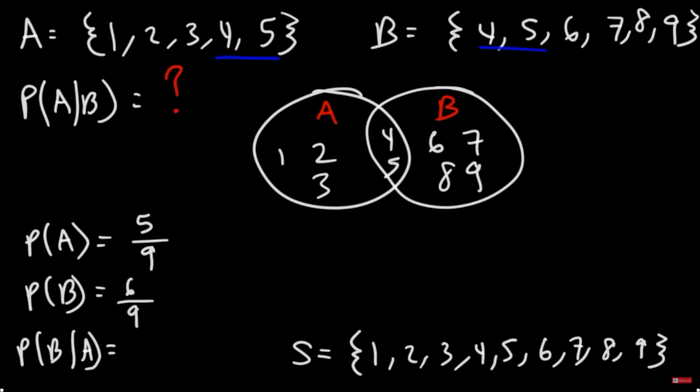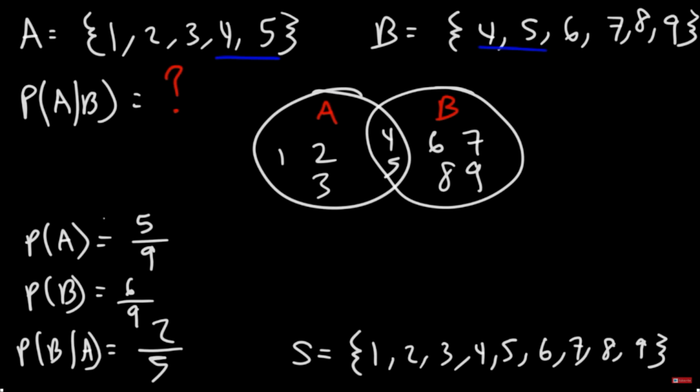Now what about the next one? What is the probability that B will occur given that A has already occurred? There's a formula for that. A has 5 elements. It has the numbers 1 to 5. Out of those 5 numbers, there's only 2 numbers that is in B that is part of A. So the probability that B will occur, given that event A has occurred, is 2 out of 5.